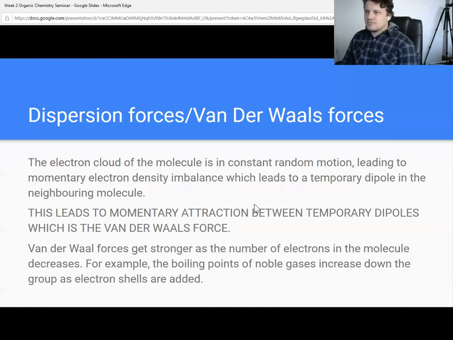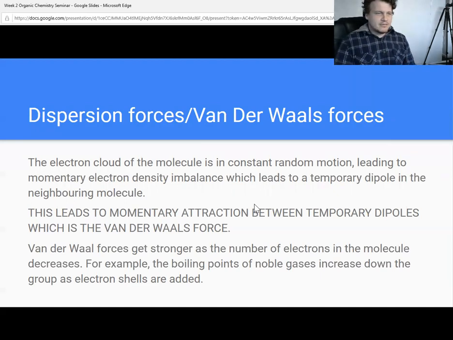So dispersion force, sometimes called van der Waals forces. There's ever so slight differences between the two. Again, for the intents and purposes of this course, they are one and the same.